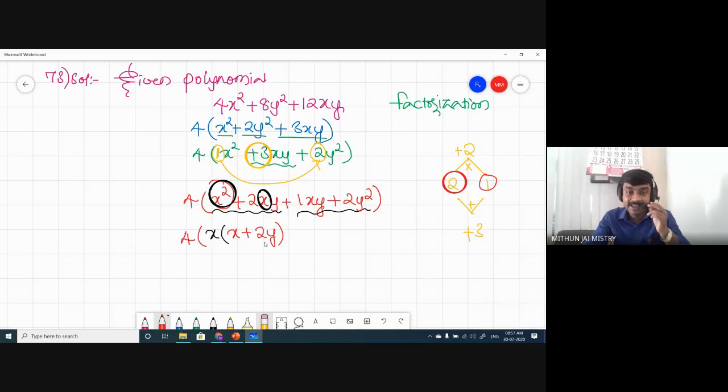Now what did I say? We will get again the same thing as common in the next two terms also. How? Let us see. 1 into x into y means what? 1 into x into y. Plus 2y square means 2 into y into y. So what is common? y is common. Here also y is there, and here also y is there. So I can take y as common. So the third term is very, very important.